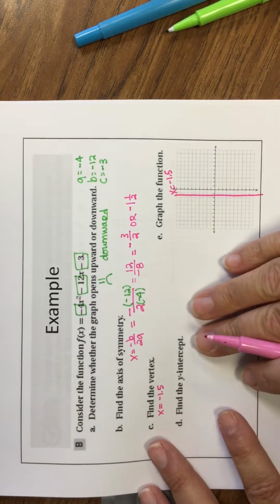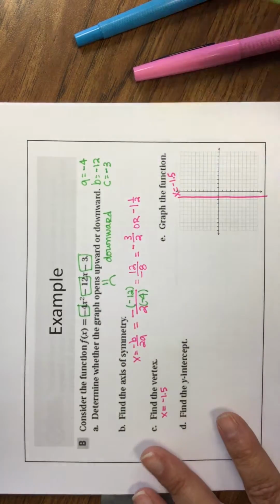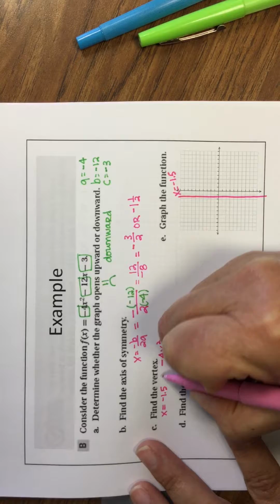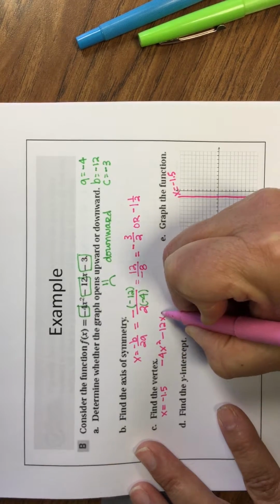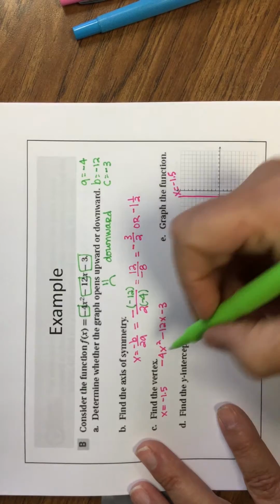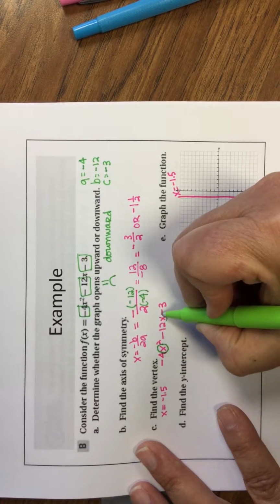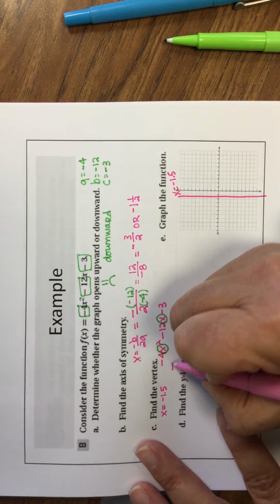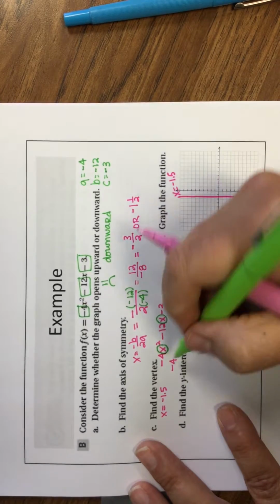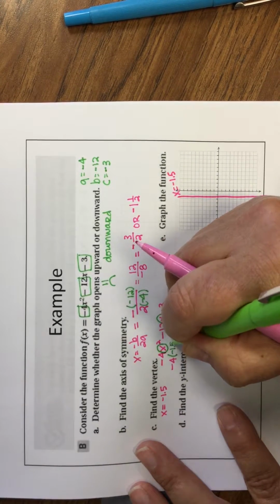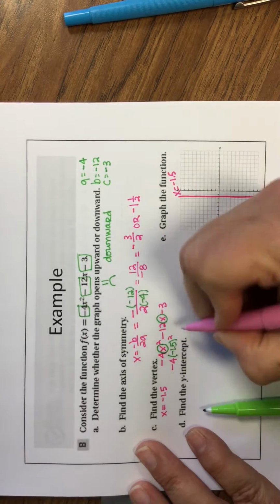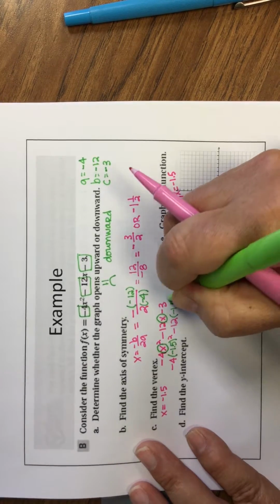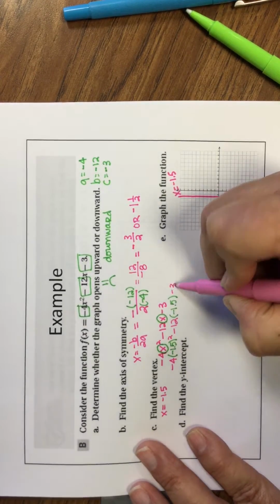So what we're going to do is plug that into our original equation. So I've got -4x squared minus 12x minus 3. Every time I come across an x, I am going to replace it with -1.5. So here we go. I'm just going to rewrite -4. Oh, there's my parentheses. -1.5 squared minus 12. Oh, parentheses again. So I'm going to do -1.5 minus 3.